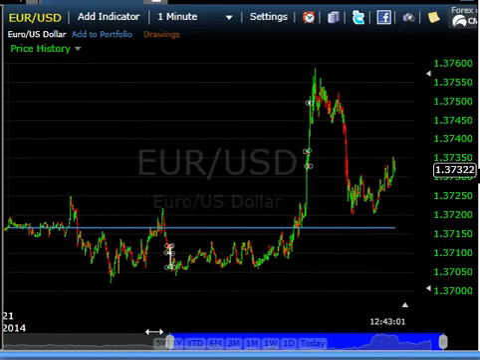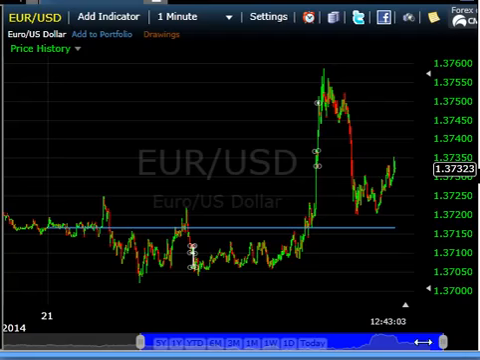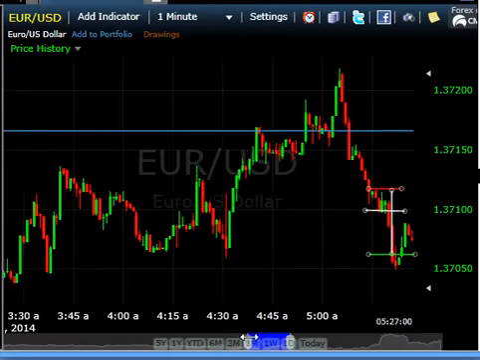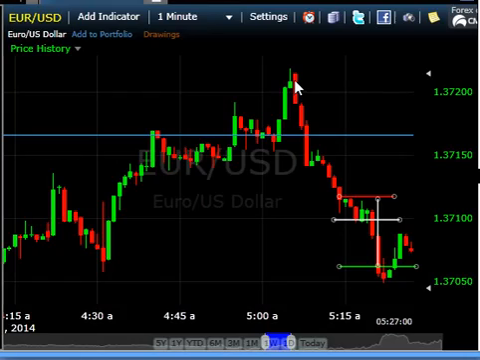Let's look at a few examples of pennants. Zoom in on this here. So we can see Euro USD, we're looking at a 1 minute chart, sharp move down, small little consolidation, and then another sharp move lower.